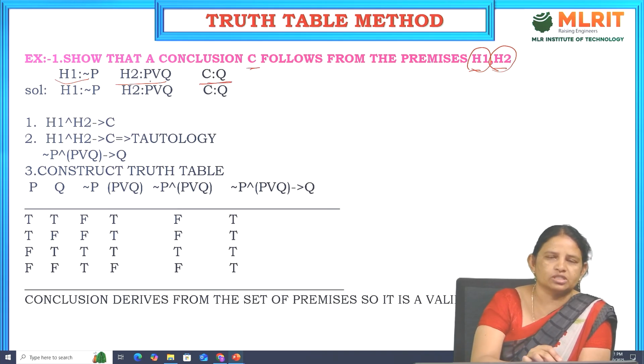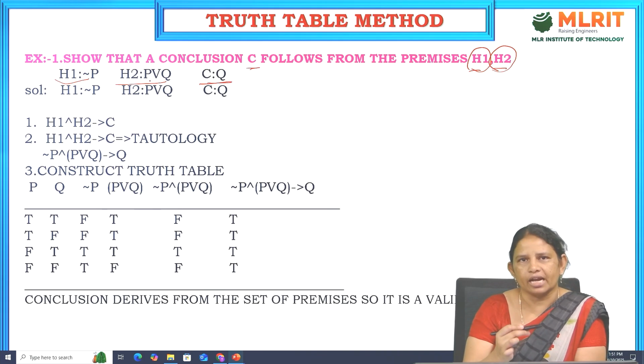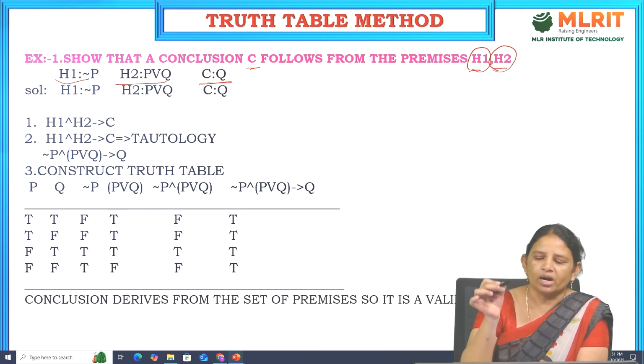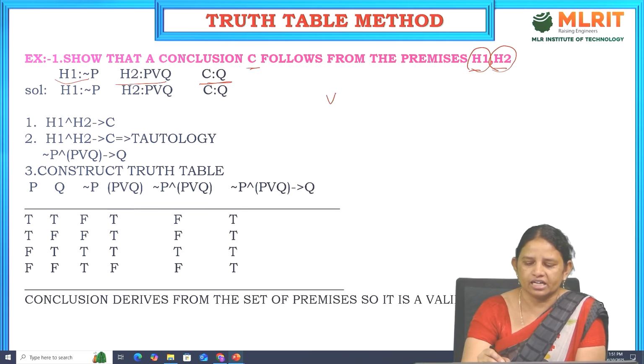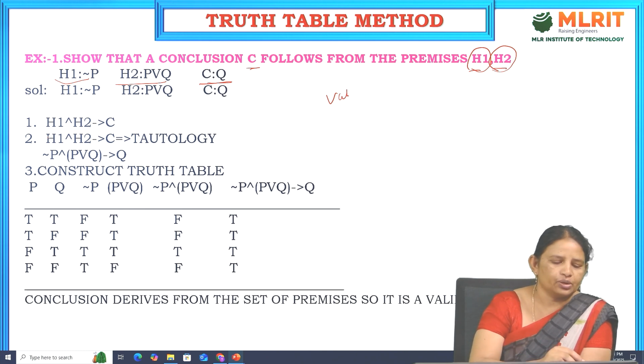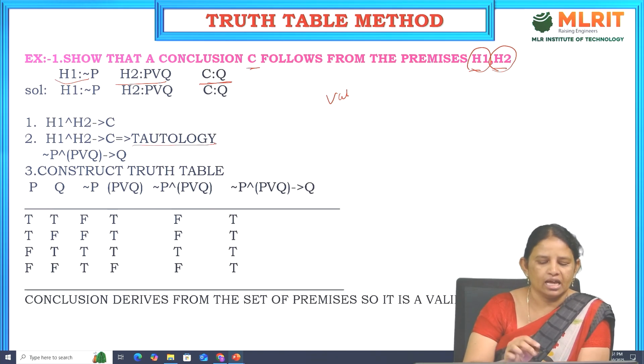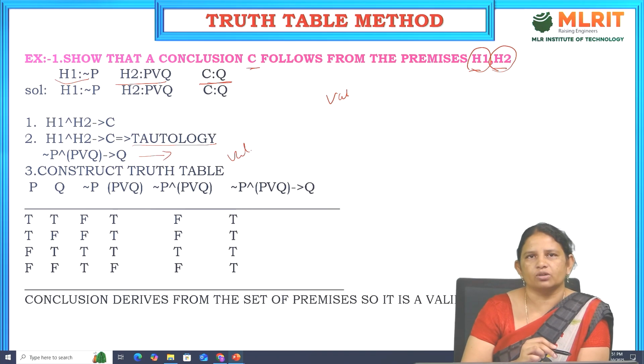From these two premises, we need to derive Q. But how to check whether it is a valid inference or not? Take H1 and H2 implies C. If H1 and H2 implies C is a tautology, that is, the total outcome is a tautology, then it is a valid inference. For that reason, we need to derive the conclusion.